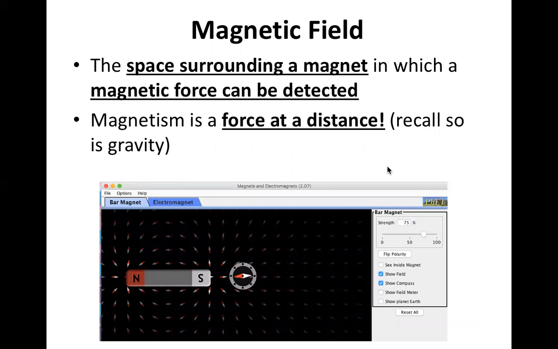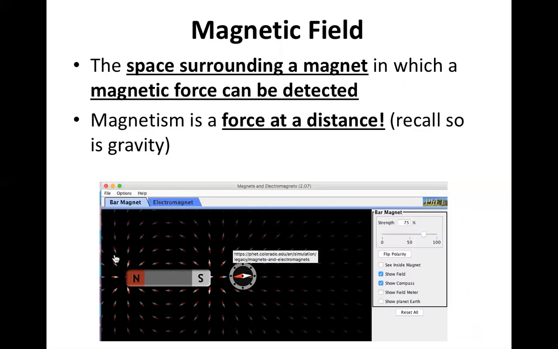We've talked about a field before, the gravitational field. So when you place something with mass in the gravitational field, there's an attractive force. So when we place a magnet in a magnetic field, there is an attractive or repulsive force. So let's say this is our bar magnet. And if we were to place a whole bunch of compass needles around this magnet, all of those compass needles would orient towards the south pole of the magnet and away from the north pole of the magnet.